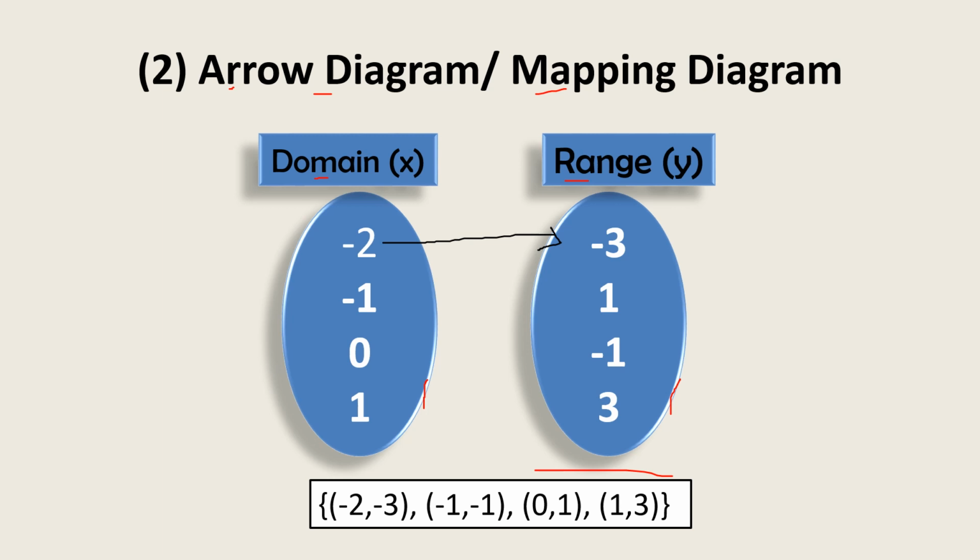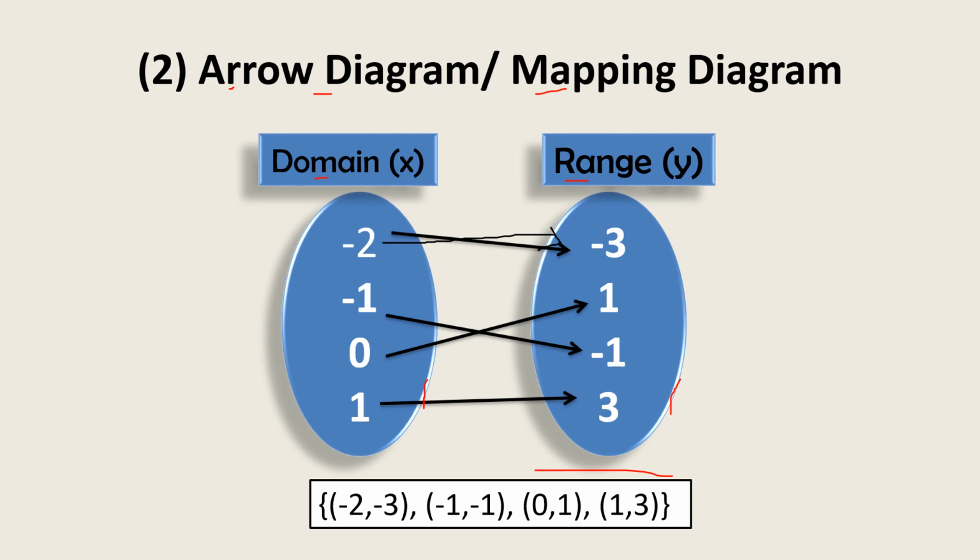Okay. Same as with -1 and -1. So, -2, -3. -1, -1. 0, 1, of course. And of course, last would be 1, 3. So, this is the second way in describing a relation. Yung pinakauna, table of values. Ang pangalawa naman is by making use of an arrow diagram or mapping diagram. Okay? Of course, we will be having the next.